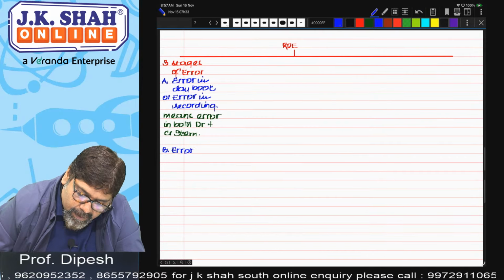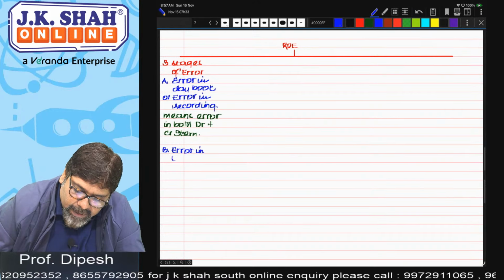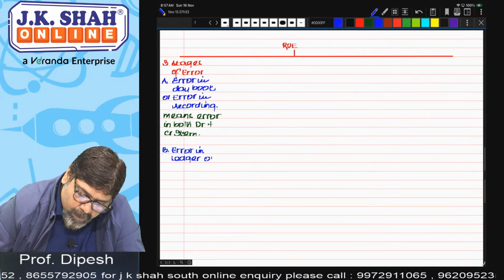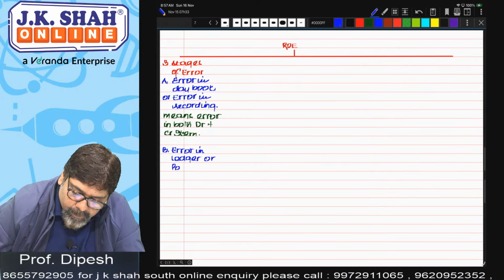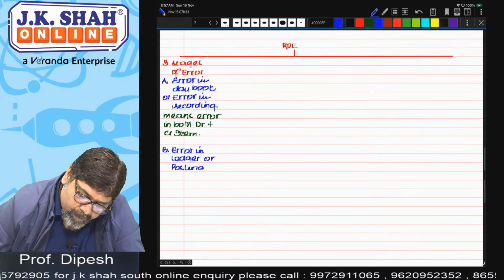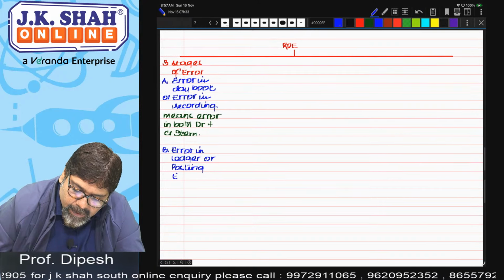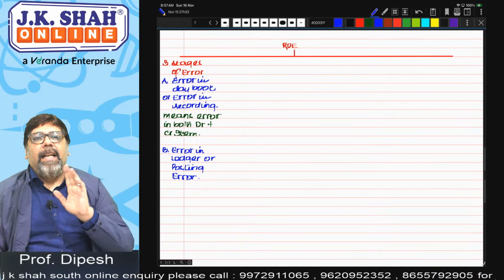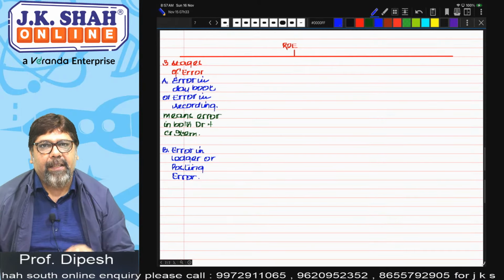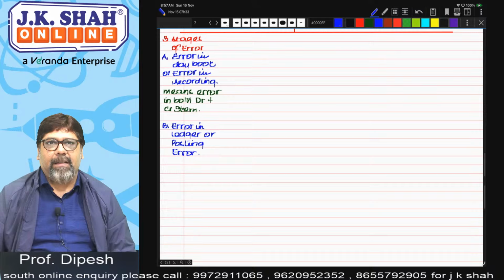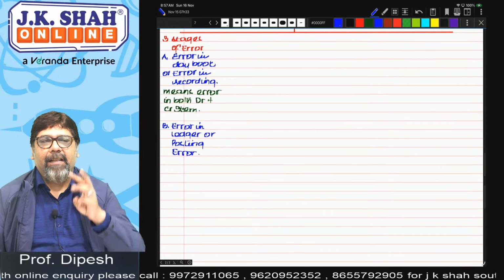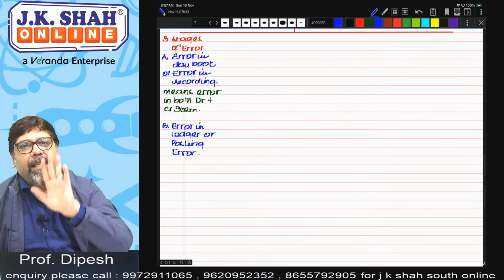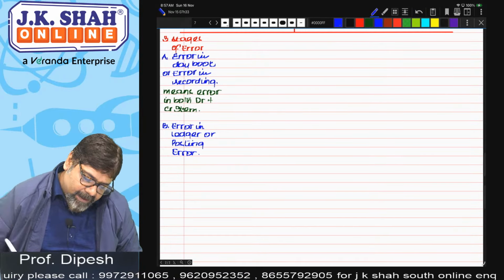Error in ledger or posting error. If there is an error in ledger or error in posting, that means the chartered error is in either of the three places. That means there are only three ledgers.